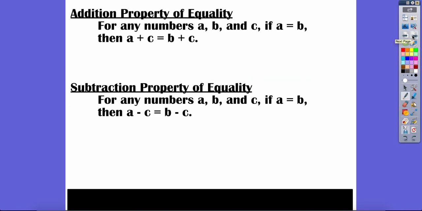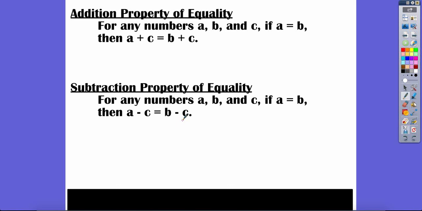Two things that we need to consider when we are solving our initial equations are the addition property of equality and the subtraction property of equality. And so what it says is this: for any numbers a, b, and c, if a equals b, then I can add the same thing to both sides of my equation, because if we think about this as a scale or a balance, then by adding the same thing to both sides, I'm keeping everything in balance. Similarly with subtraction, if I have, again, a equals b, I can subtract the same thing from each side and I remain in balance on my scale.